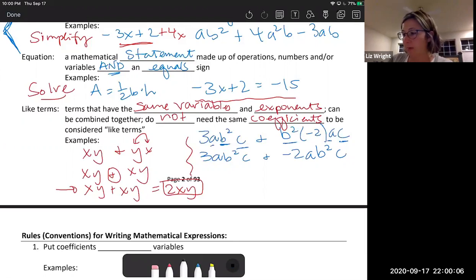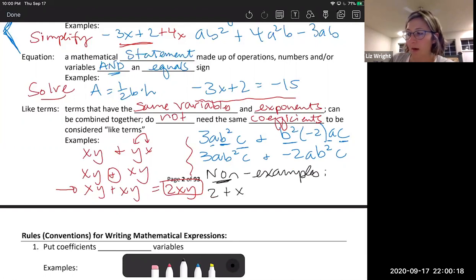Non-examples. So a non-example of like terms, this happens a lot. The one I'm going to give you here in a second is 2 plus x. Oftentimes students will tell me that equals 2x. That is not true. So 2 plus x does not equal 2x because look at the 2. It's just a constant term. It doesn't have an x on it. So you can't combine those.